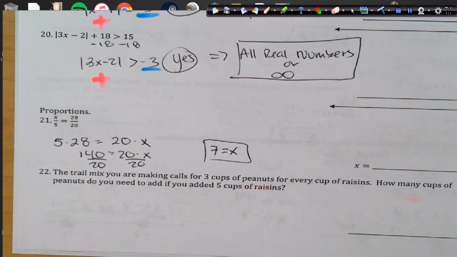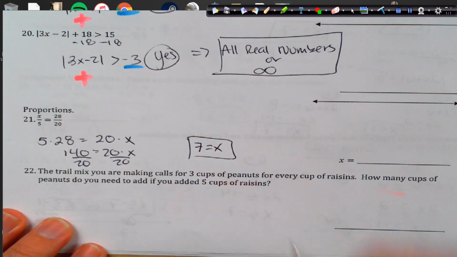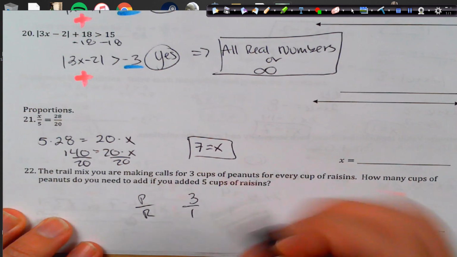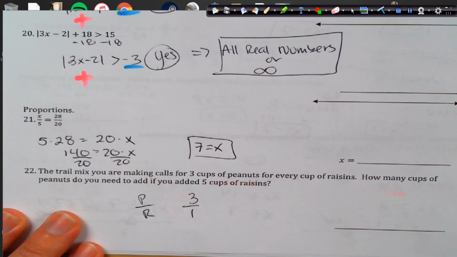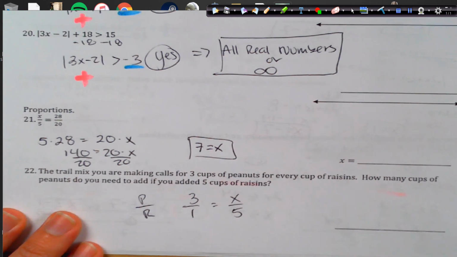The trail mix you're making, oh, that's nice. For 3 cups of peanuts for every cup of raisin. How many cups of peanuts do you need to add if you have 5 cups of raisins? So it's a 3-to-1 ratio, right? So we have 3 cups of peanuts to 1 cup of raisins. Okay? Well, I want 5 cups of raisins. How many peanuts do I have to have?